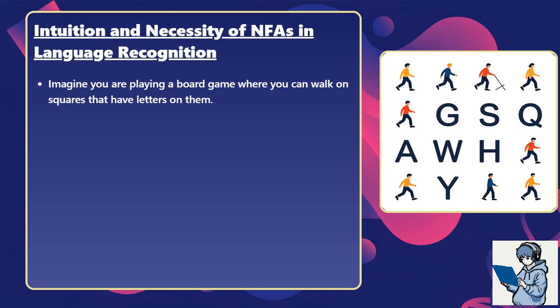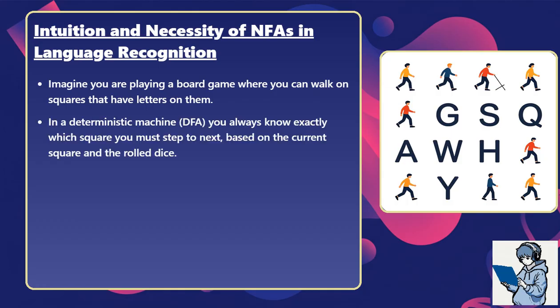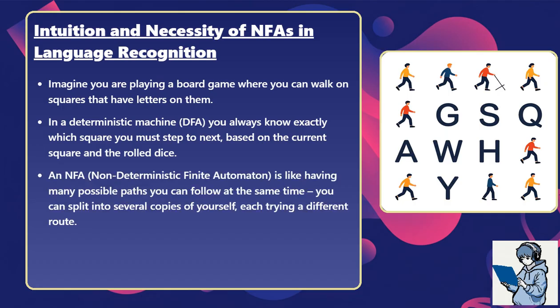Imagine you are playing a board game where you can walk on squares that have letters on them. In a deterministic machine, a DFA, you always know exactly which square you must step to next based on the current square and the rolled dice. An NFA, a non-deterministic finite automaton, is like having many possible paths you can follow at the same time. You can split into several copies of yourself, each trying a different route.